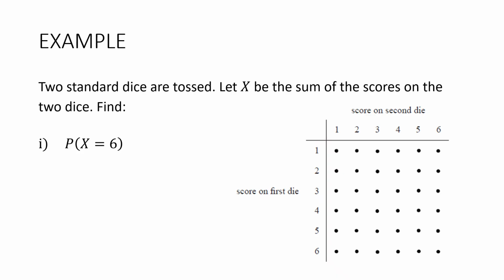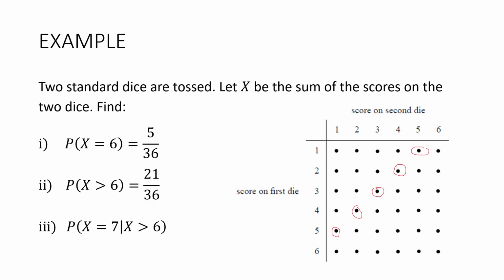So here's the score on the first die and the score on the second die. And if we want a total of 6, we can have 5 and 1, 4 and 2, 3 and 3, 2 and 4, 1 and 5. So there are 5 ways out of the 36 that we can get a score of 6. The probability that X is greater than 6 is all of these here. If we add them up, we get 21 out of 36.